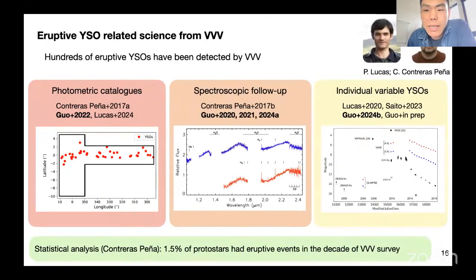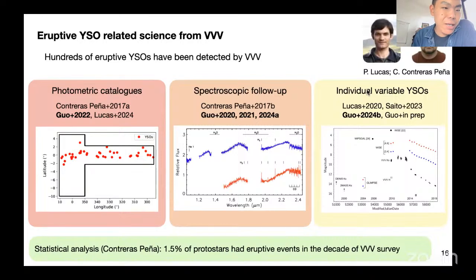Our young stellar object team in the VVV survey has been working on searching for these eruptive YSOs. Indeed, we found a few hundred eruptive YSOs in the VVV data. Most of this work has been led by Professor Phil Lucas from Hertfordshire, and also Carlos Contreras-Peña, who is currently in Korea, and myself. So there are 3 or 4 steps to our work.